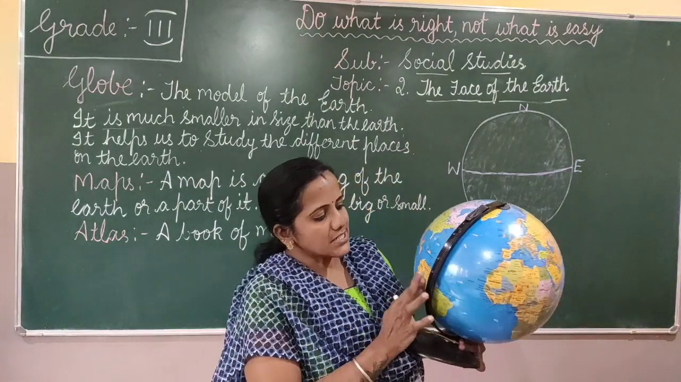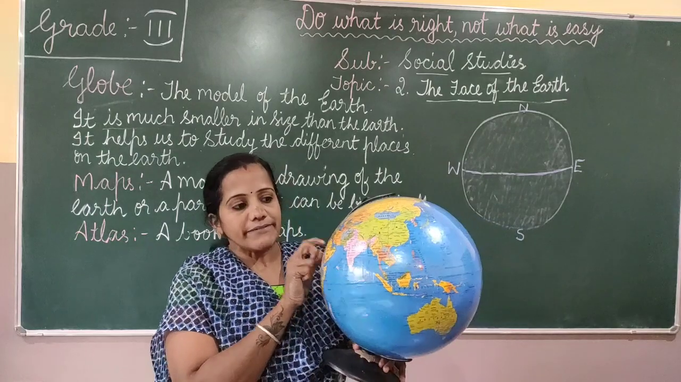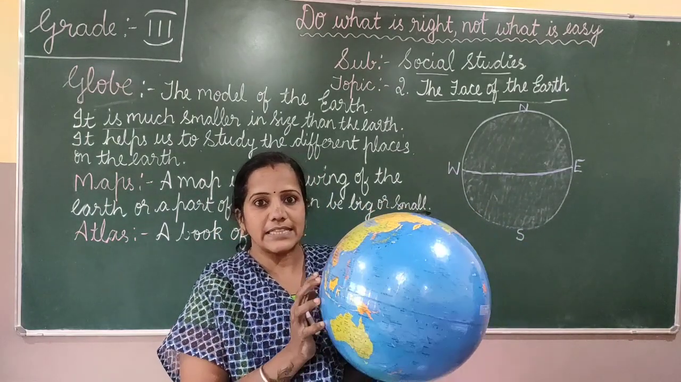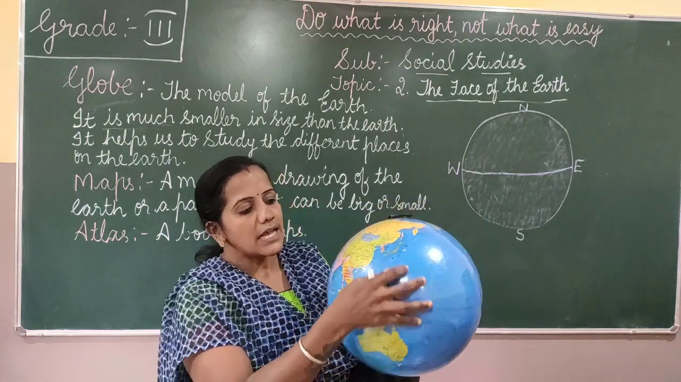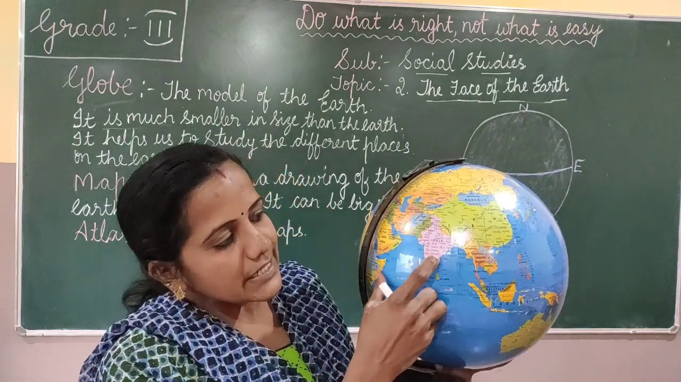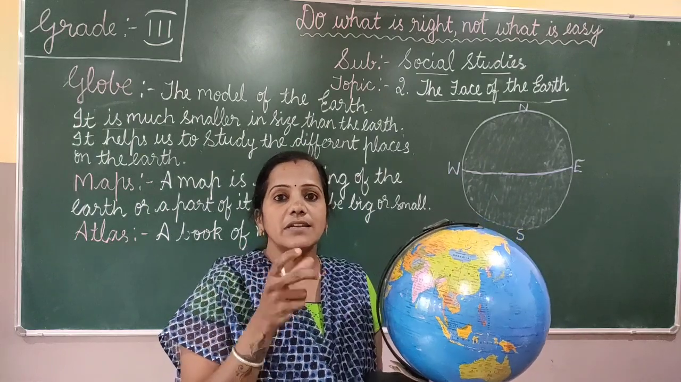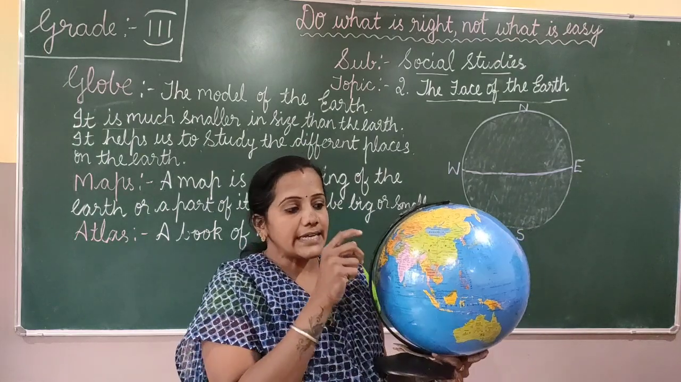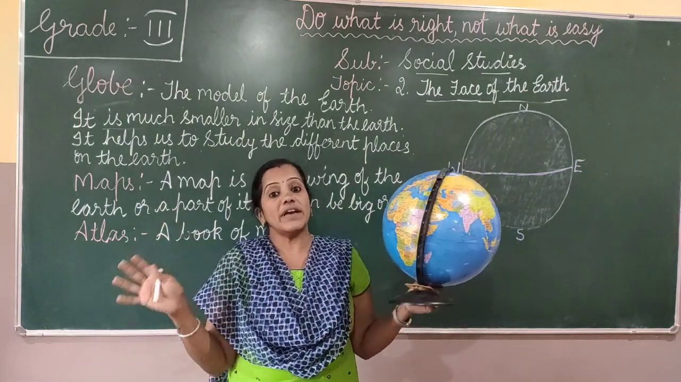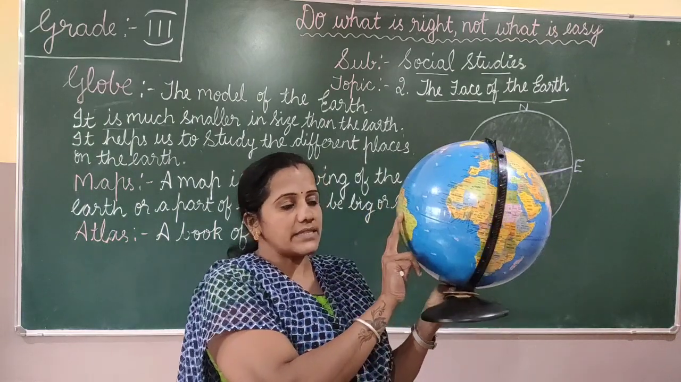Okay, children, one more defect we have in this globe: we cannot find out the particular area of a country in this globe. Can everyone see our India here? So this is India. We cannot find a particular area of a country in detail in this globe. If we want to do that, we have to make a very big globe. Now you can see how big this globe is.